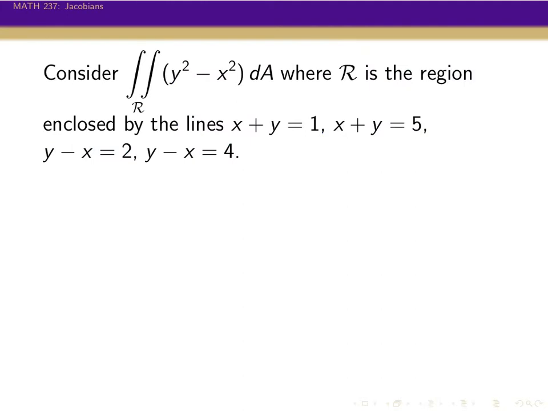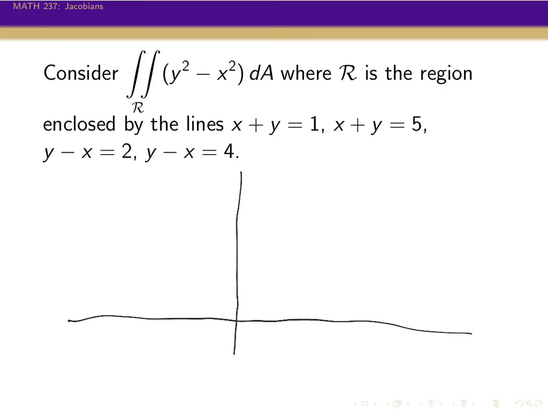Okay, so let's look at this integral. So we're trying to integrate y squared minus x squared over the region, where the region is enclosed by the lines x plus y equals 1, x plus y equals 5, y minus x equals 2, and y minus x equals 4. So let's try and draw this out.